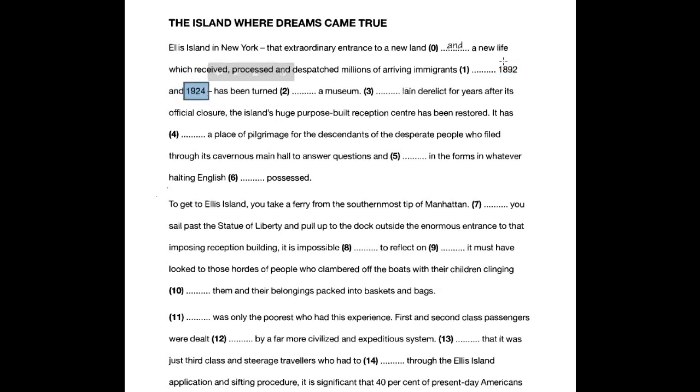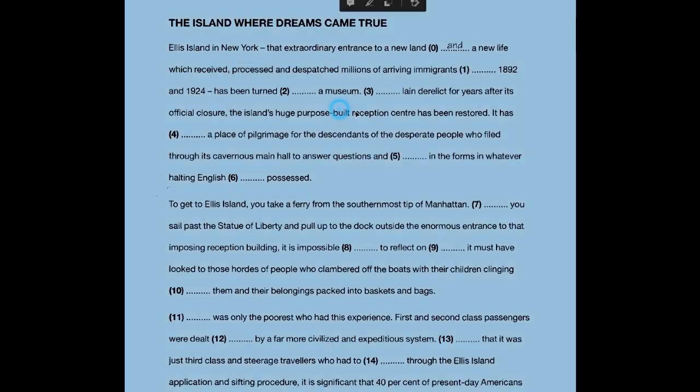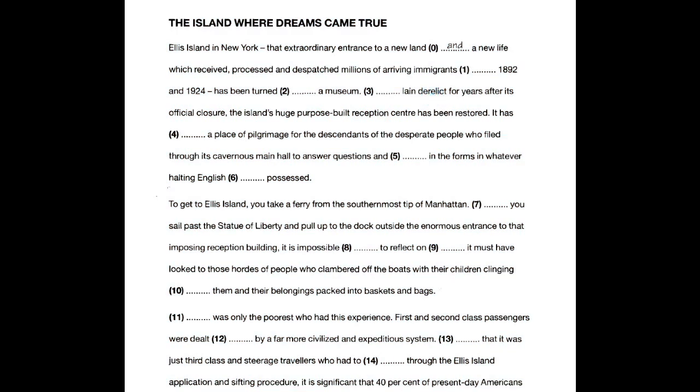But that would be a little bit odd, because that would mean that this place, which processed and dispatched all the arriving immigrants, only worked for 2 years. And I think that would be quite odd, you know, that it would be functioning in 1892 and 1924. There's quite a big space between those 2 years. So it's more likely that it was working for the whole period, a 32-year period. And if that's the case, then we need a different word here than in. And I think that probably is the case.